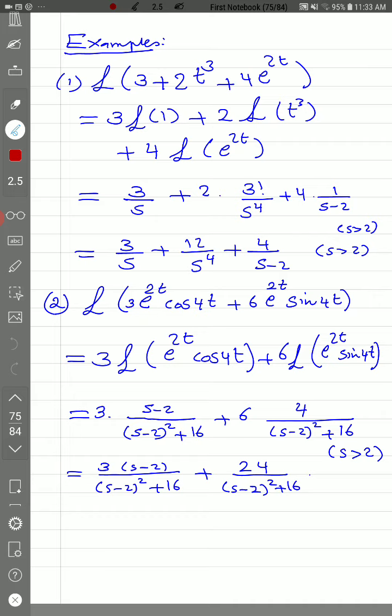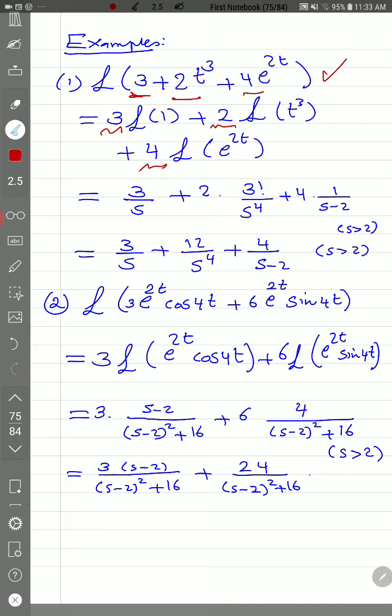Now I give you a very easy example to apply the table directly. I have 3 functions here in this example: 3 plus 2 t cubed plus 4 e to the 2t. So I apply the linearity. I take the L over this, and the constants outside. So L of 1, L of t cubed, L of e to the 2t. The constant goes out, not the variable, the constant. So property number 2, the linearity of L itself.